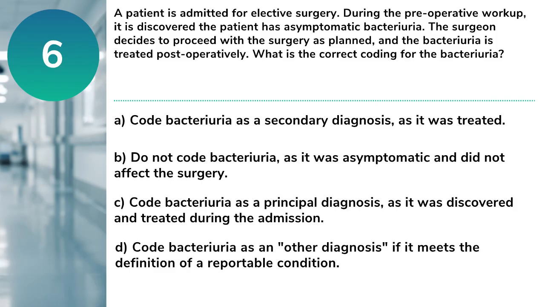A. Code bacteriuria as a secondary diagnosis, as it was treated. B. Do not code bacteriuria, as it was asymptomatic and did not affect the surgery. C. Code bacteriuria as a principal diagnosis, as it was discovered and treated during the admission. D. Code bacteriuria as an other diagnosis if it meets the definition of a reportable condition.